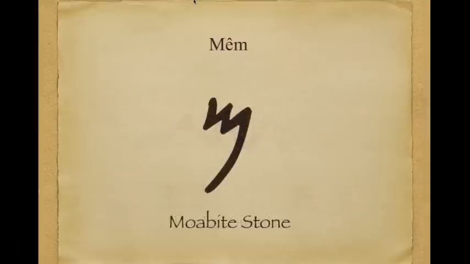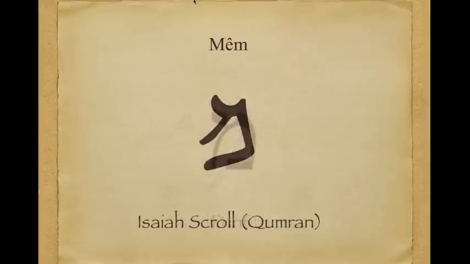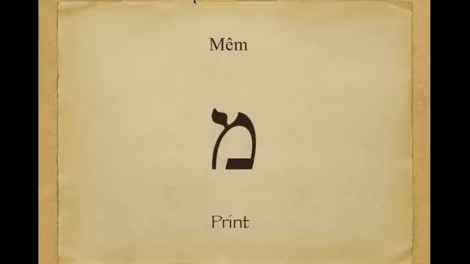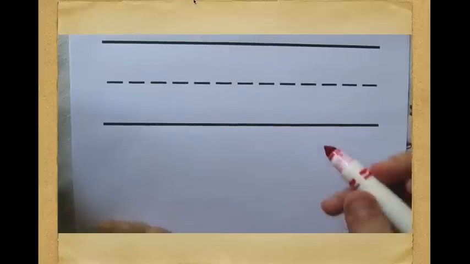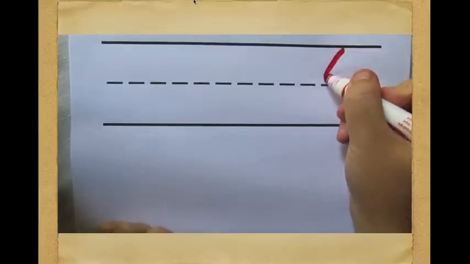The letter mem derives its name and original shape from the word for water, like the Hebrew mayim. Mem sounds like the letter M in mountain. Like Kaph, mem has two forms based upon its position in the word. The mem is written kind of like an N.